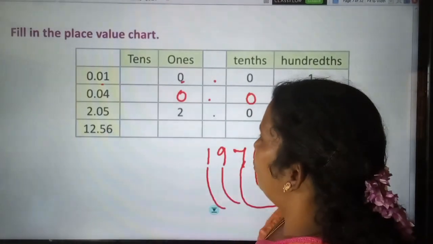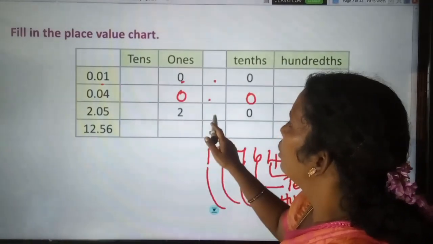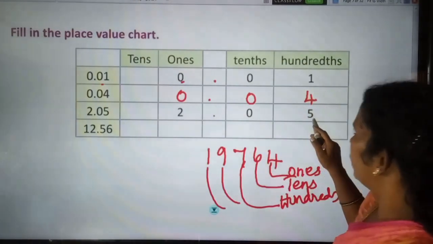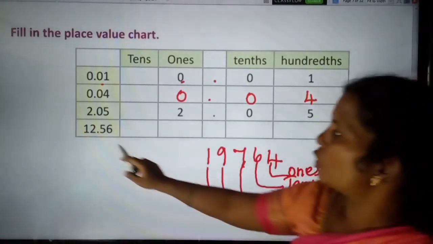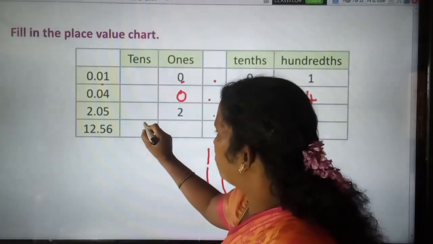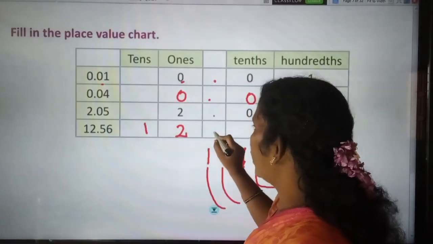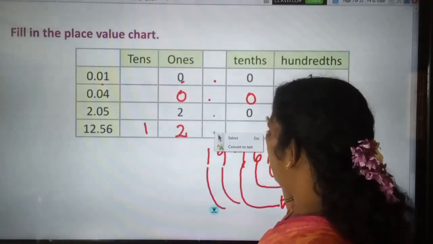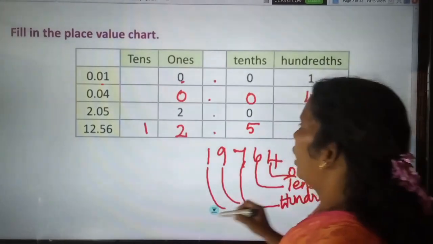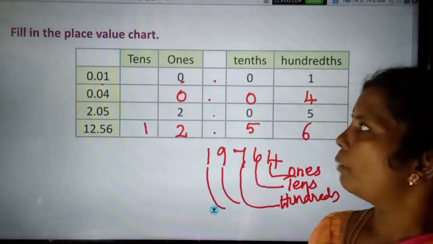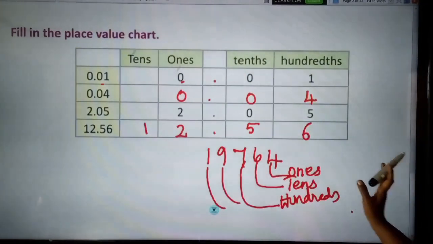Next, 2.05. Here the ones place is 2, the tenths place is 0, and the hundredths place is 5. Next, 12.56. The tens place is 1, the ones place is 2, then the decimal point. The tenths place is 5 and the hundredths place is 6. Is it clear, children? Are you all clear about place value?